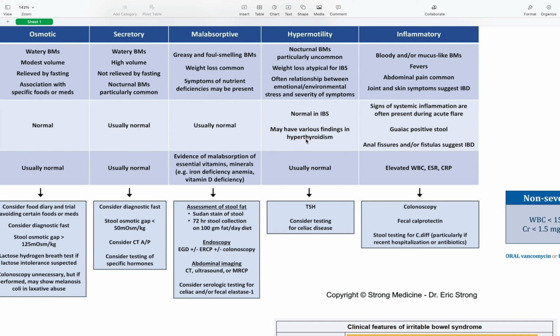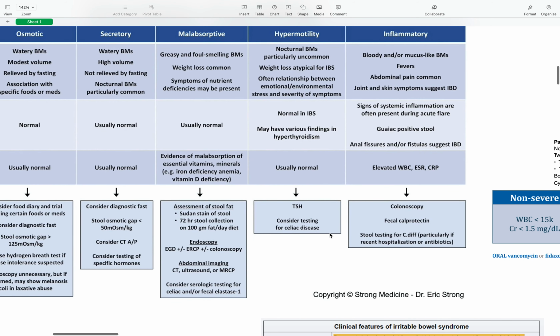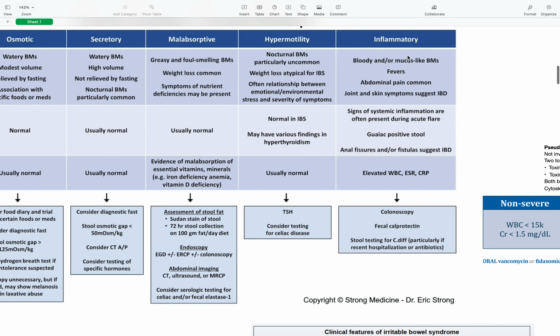So you need to rule out hyperthyroidism as well. Additional features also must be looked for. And you need to do the TSH levels and consider testing for celiac disease as well. Inflammatory bowel disease or inflammatory cause of bowel motions.